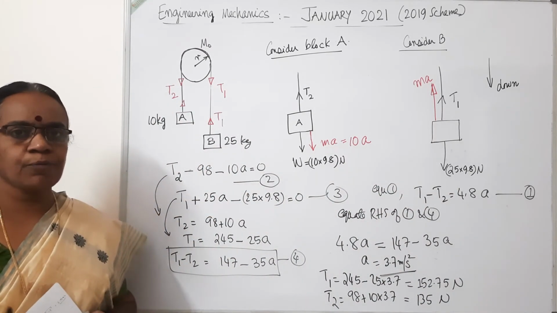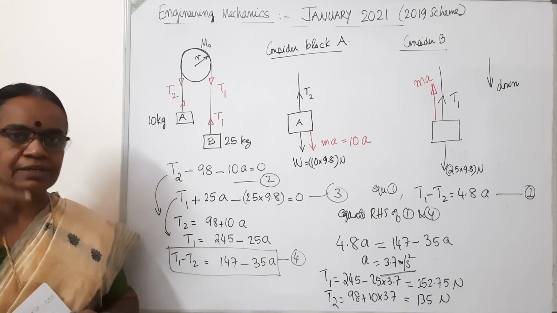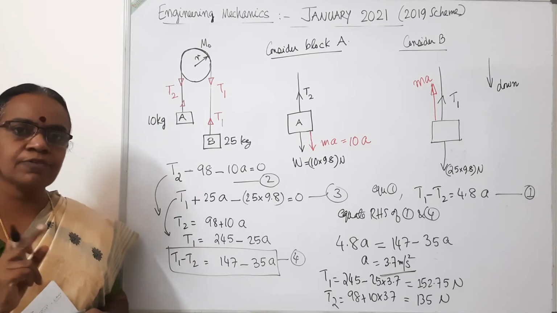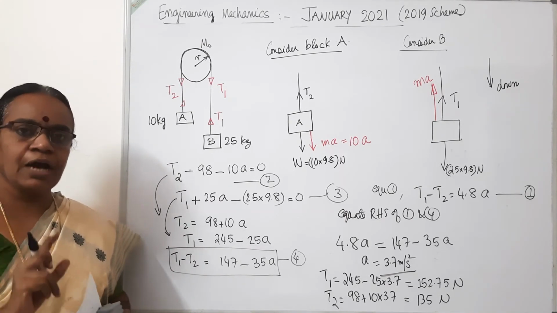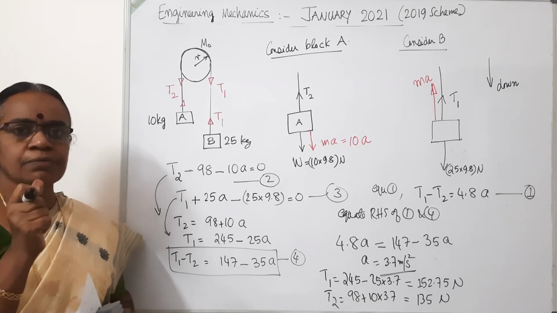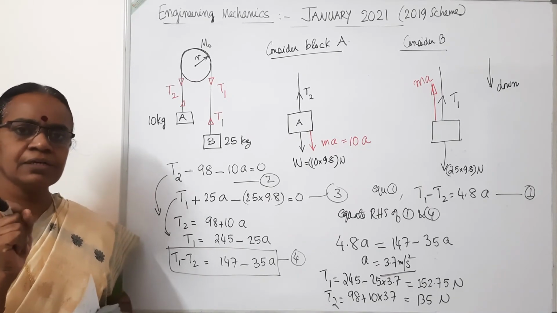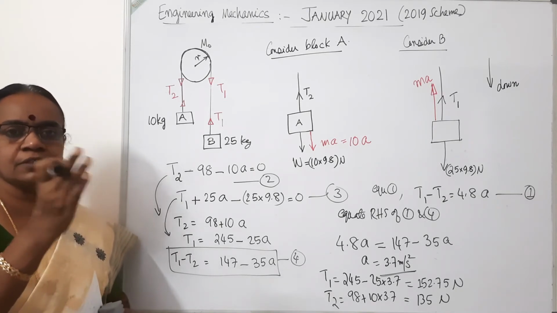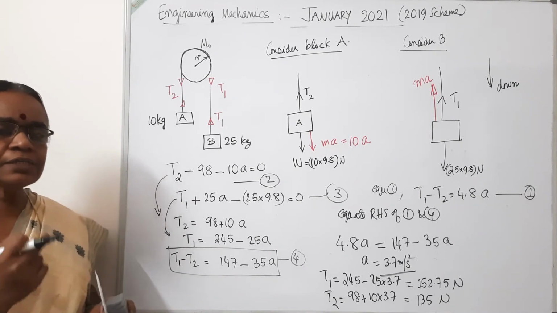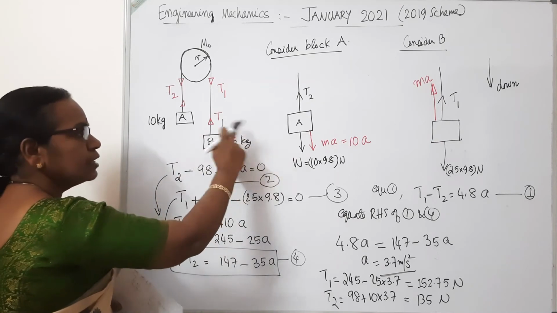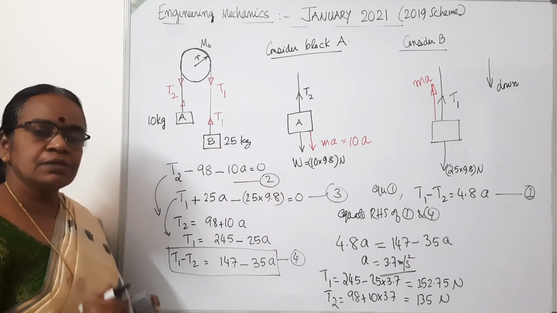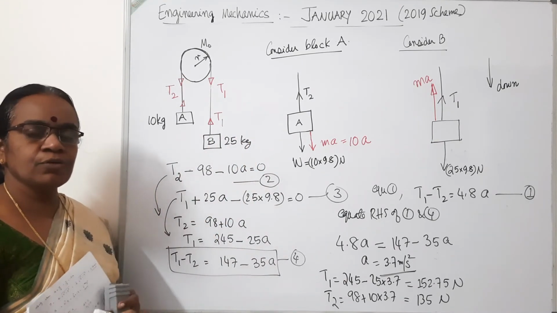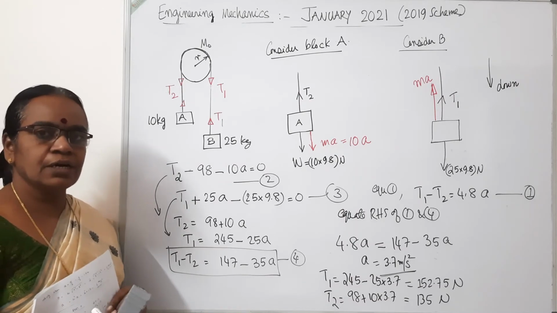So for such types of problems where the mass is attached to a pulley and the mass of the pulley is also given, you have to consider the rotation of the pulley. T is equal to I alpha, that is the net torque. Equate that net torque to T1 minus T2 into R. Then consider each mass separately, apply D'Alembert's principle, write down the equation of equilibrium and solve for the unknowns.